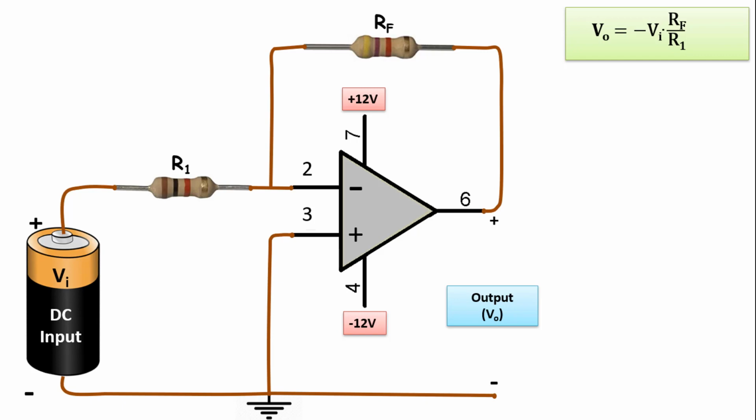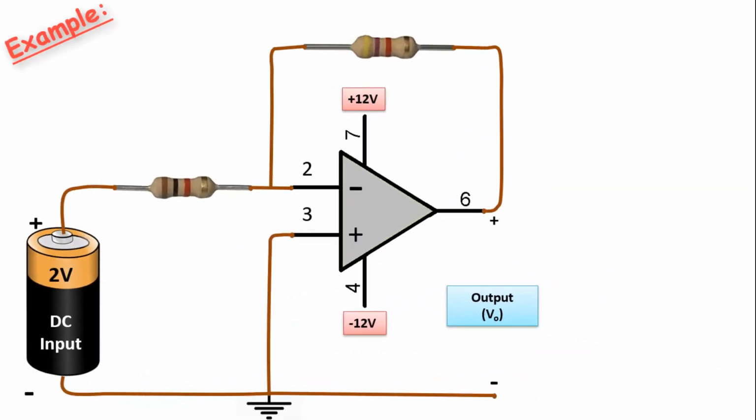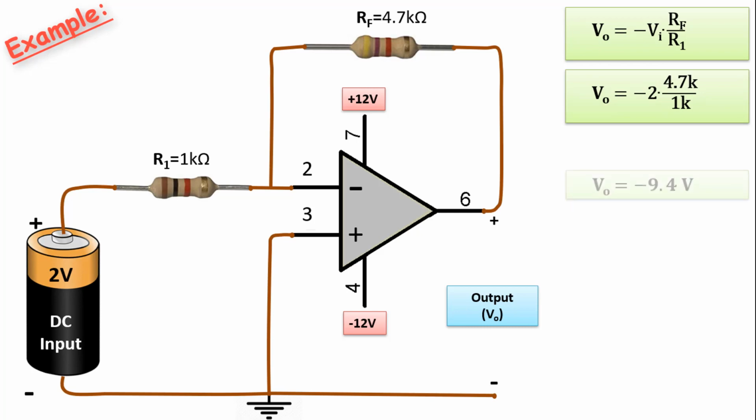We can better understand what we are saying by solving an example. Let the input value be 2 volts DC. Let the resistor values be, for example, R1 equals 1 kiloohm and RF equals 4.7 kiloohms. What is the output value? Our formula: VO equals negative Vi times RF over R1. If we substitute the values, VO equals negative 2 times 4.7 kiloohms divided by 1 kiloohm. If we do this operation, we find the output value as negative 9.4 volts.